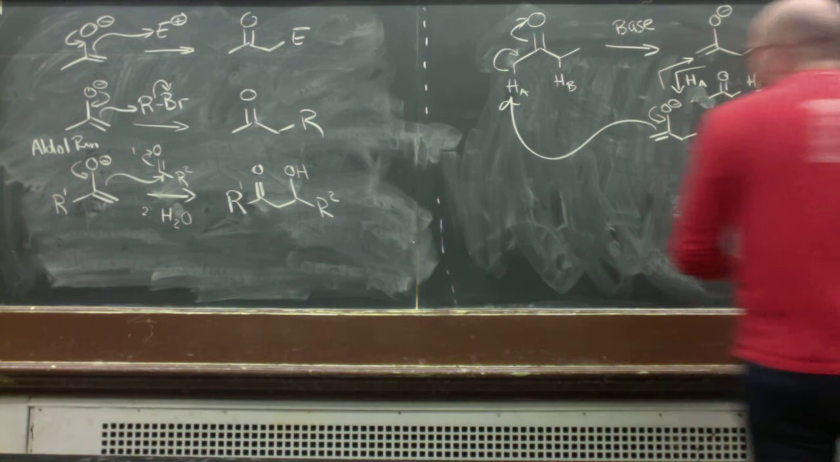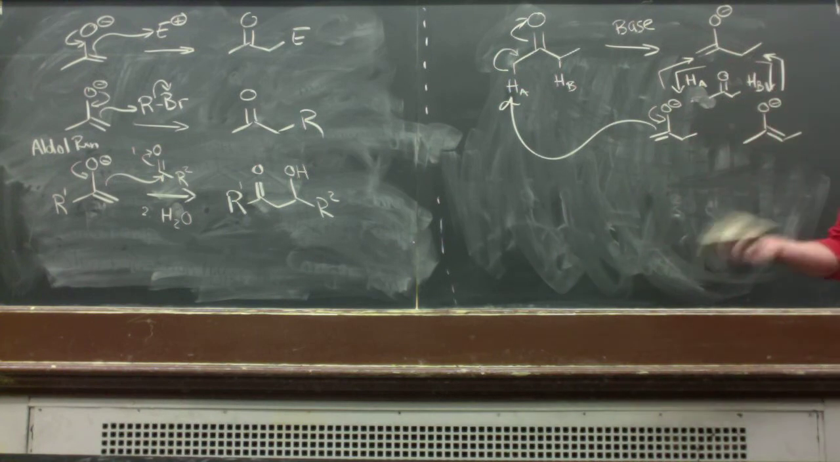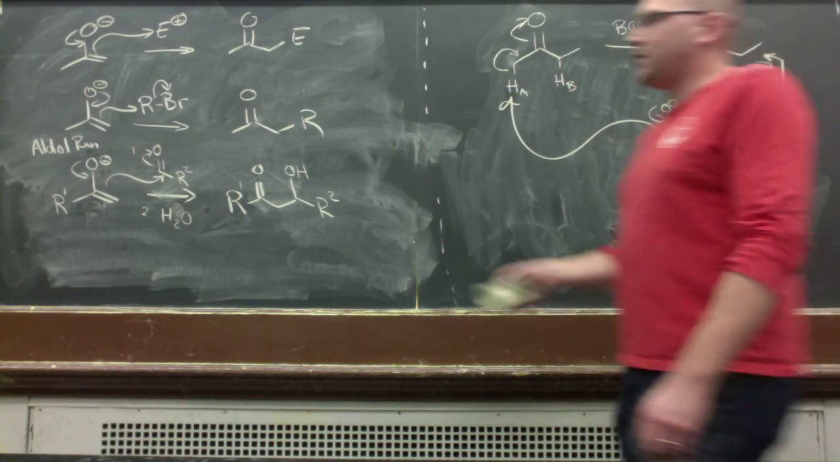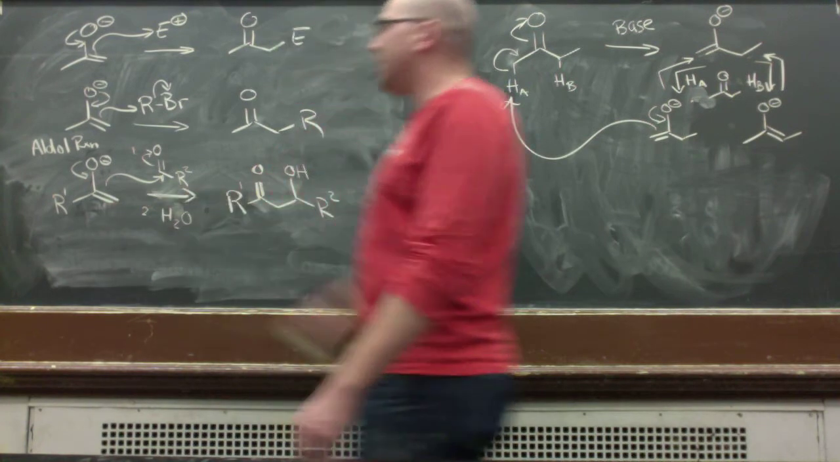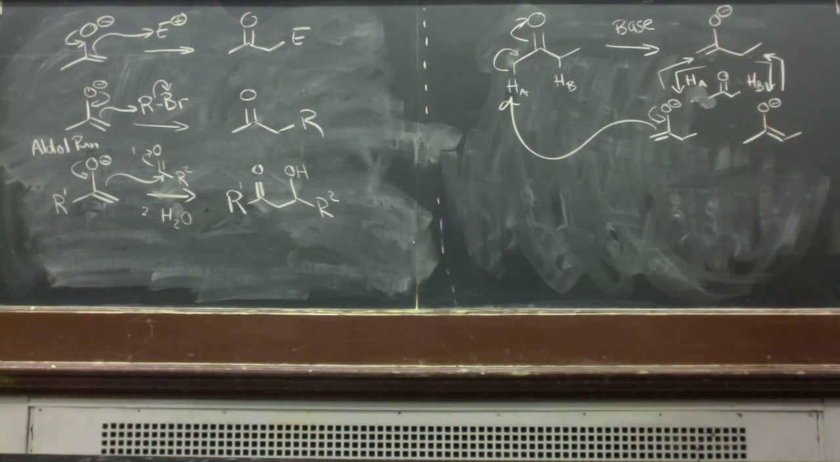Okay, so if you have an enolate and you react it with, say, an aldehyde, you can do that with a ketone as well. It doesn't work as well, and you might imagine there's some selectivity issues. So generally, the aldol reaction that we see a lot is with aldehydes.